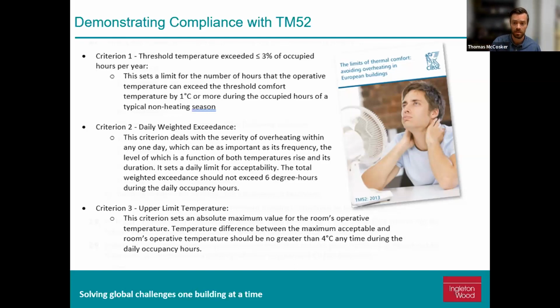TM52 is for non-domestic buildings and is much less prescriptive than TM59. The appropriate gains must be modeled, therefore, which has to be determined by the design team based on the equipment, the occupancy, the lighting, rather than the prescribed TM59 gains that we have in the other methodology. To demonstrate compliance with TM52, two of these three criteria, 1, 2, and 3, must be met. And those can be onerous, especially in these future weather files that we're looking at right now.